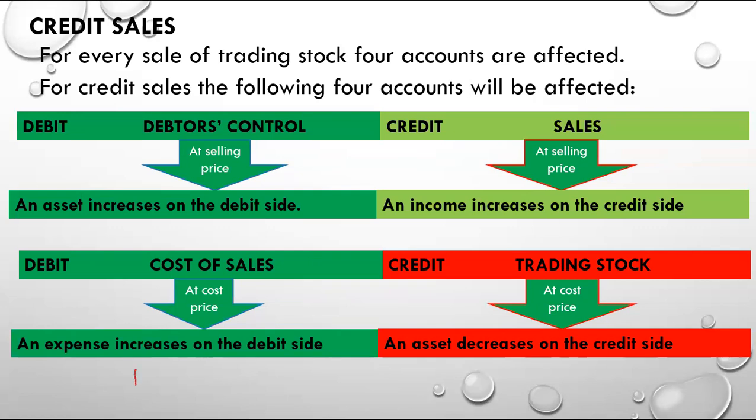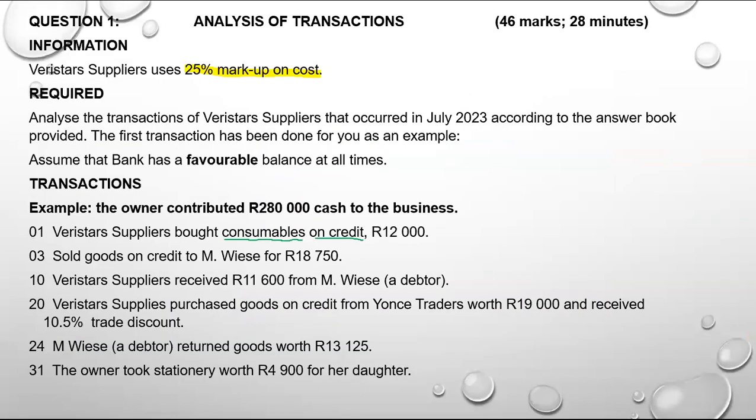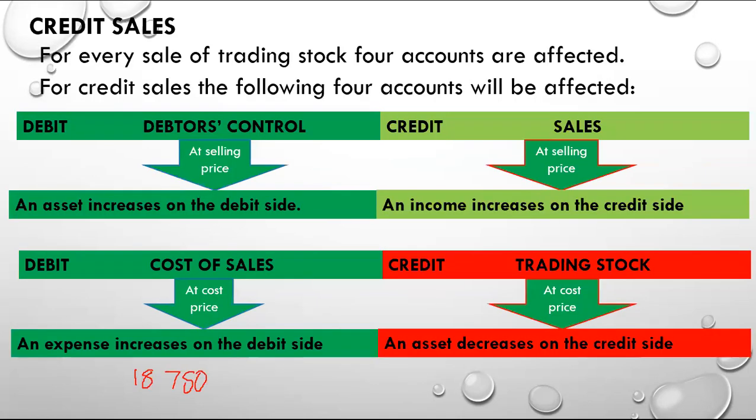So we were given the selling price as 18,750. I need to find what the markup was. What was the markup here? The markup is 25%. So if I want the cost price from that 18,750, I'm just going to multiply it by 100 and divide it by 125, which is 100 plus the markup. That's why I'm dividing it by 125. This will give me the cost price.